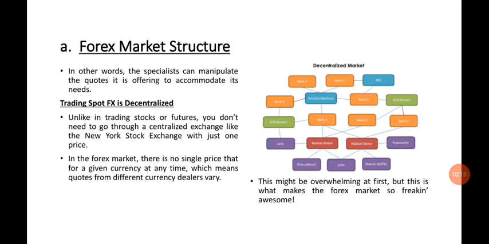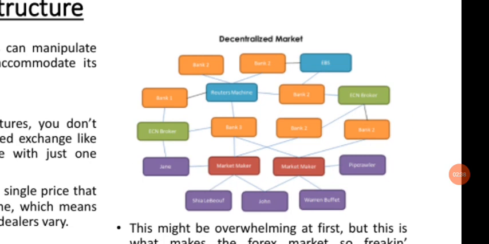Trading spot FX is decentralized. Unlike in trading stocks or futures, you don't need to go through a centralized exchange like the New York Stock Exchange with just one price. In the Forex market, there is no single price for a given currency at any time, which means quotes from different currency dealers vary. This is how a decentralized market looks like. You can see how the networks and the connections are.